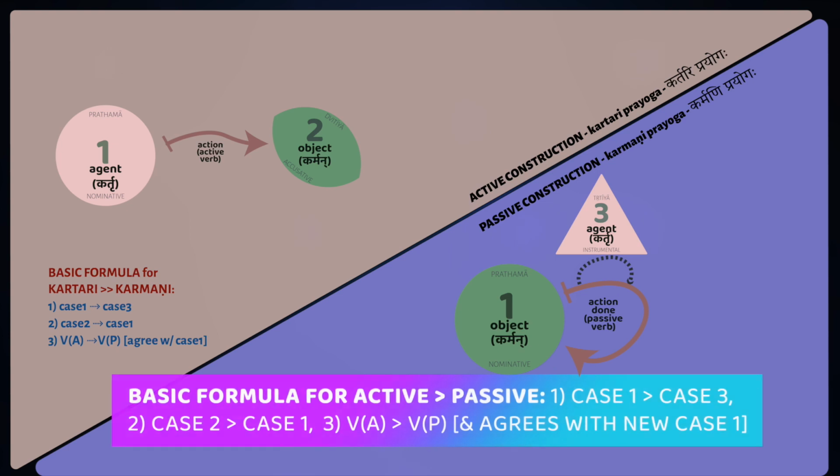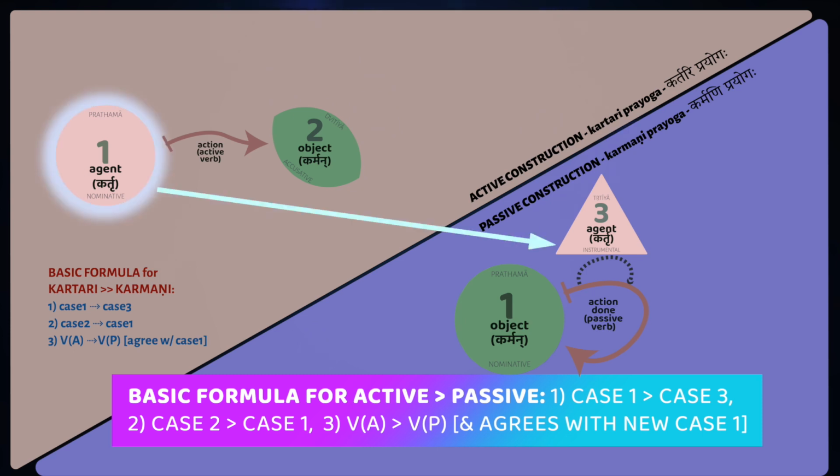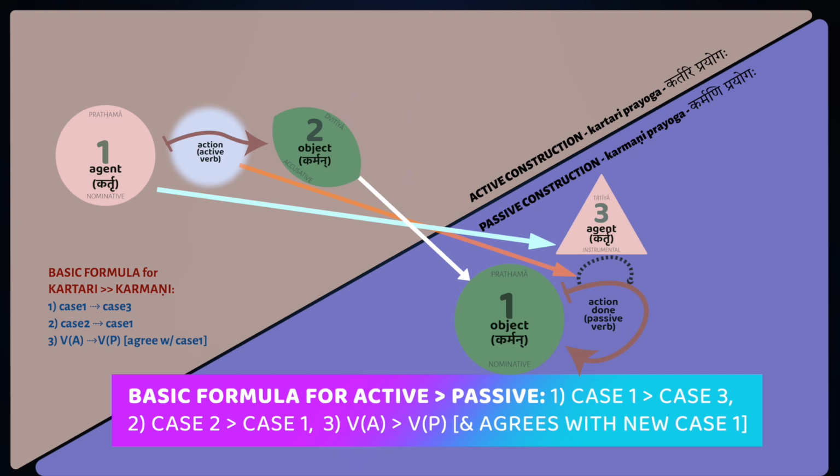So for turning active construction to passive, going from kartari to karmaṇi prayoga, we can remember a basic formula. 1 goes to 3, 2 goes to 1, VA becomes VP. This means the active verb will become the passive verb. All the other cases, all the other words in the sentence will remain the same. So that's basically it for passive construction.